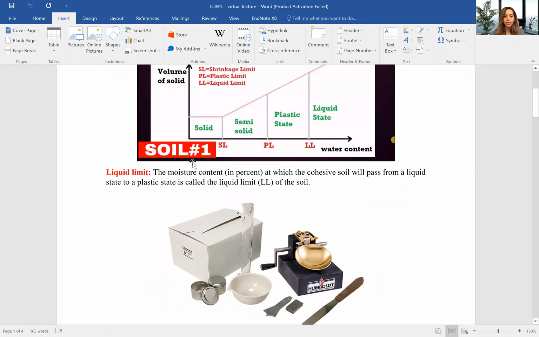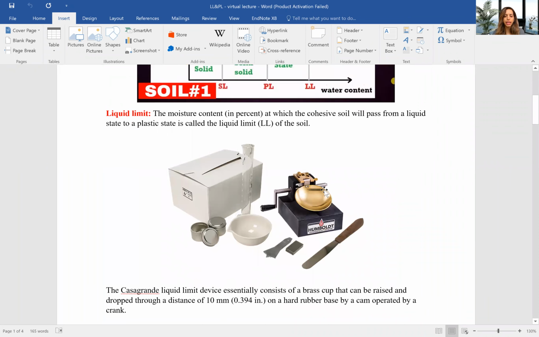For liquid limit, what we need is this Casagrande liquid limit device. It has a brass cup and a crank. We also need a bowl just to mix the dry soil with water. We need a spatula. We need a grooving tool, which is a standard ASTM grooving tool. And we need 3 cups, and those cups are for measuring the soil's moisture content. If you remember from soil class, moisture content is the ratio of the weight of the water over the weight of the solid, multiplied by 100.